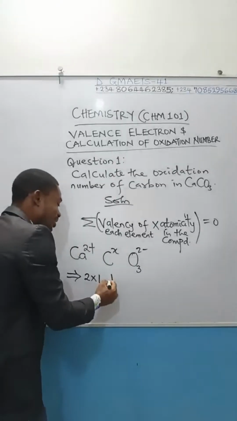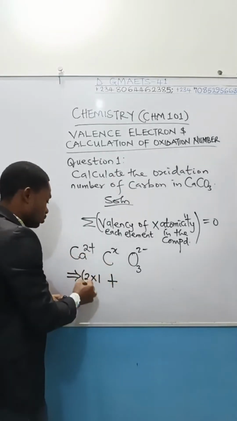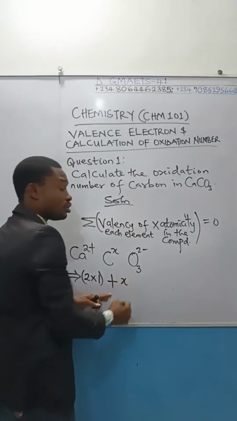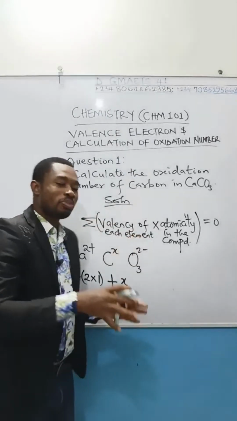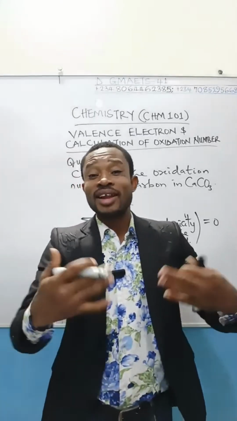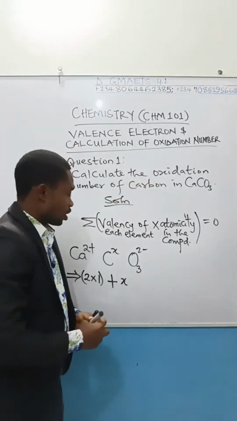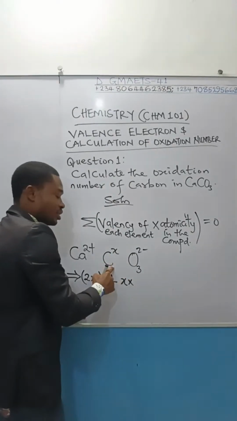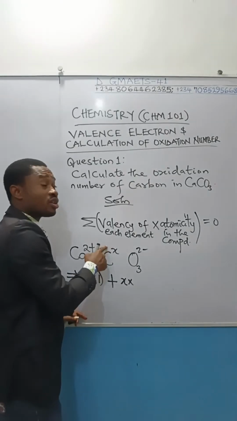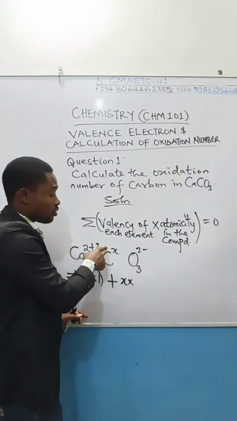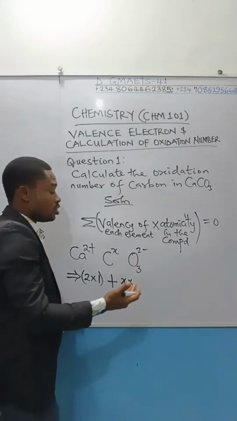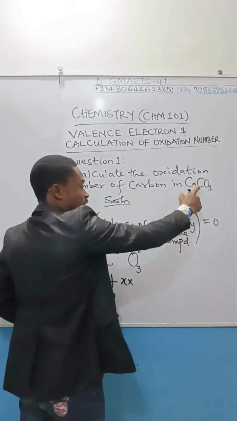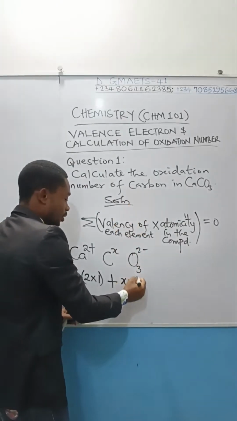I am going to add it. Remember, we are doing summation. So you add to the next one. Come to carbon, the oxidation number you don't know. The oxidation number is playing the role of valency in this case. So you come to X, multiplied by its atomicity, because here the valency of carbon is an unknown, which I use alphabet X to represent. The atomicity of carbon in this compound is 1.